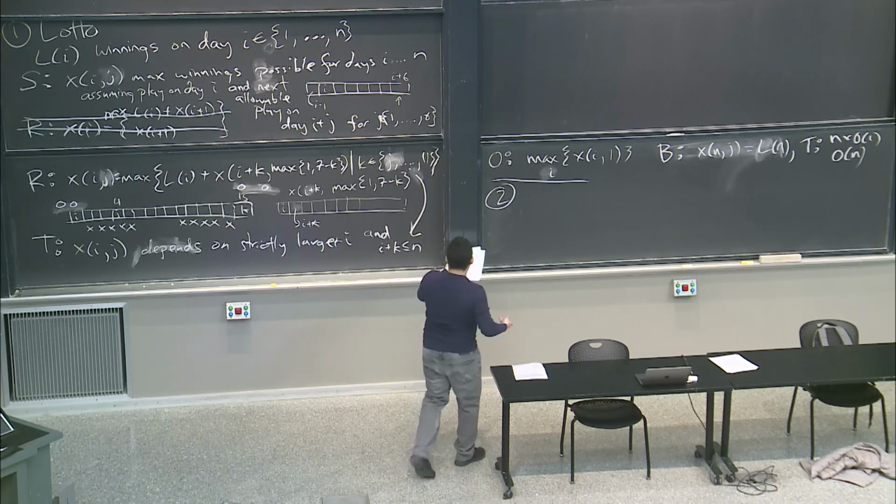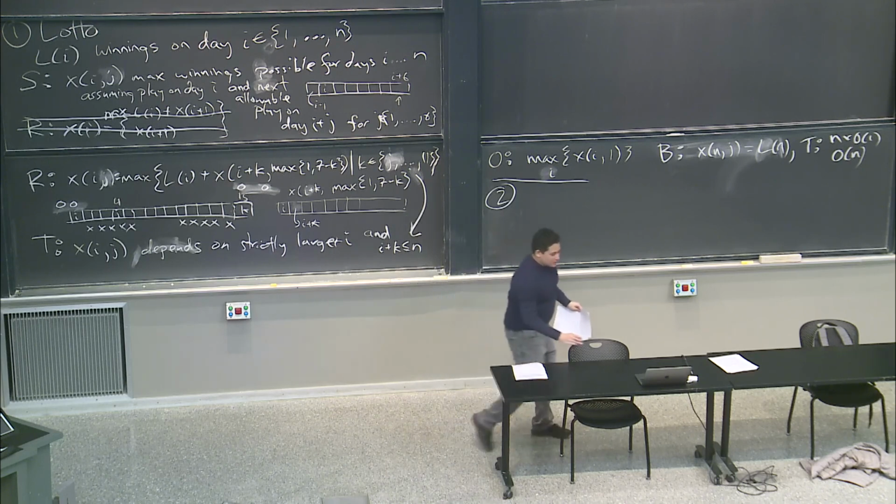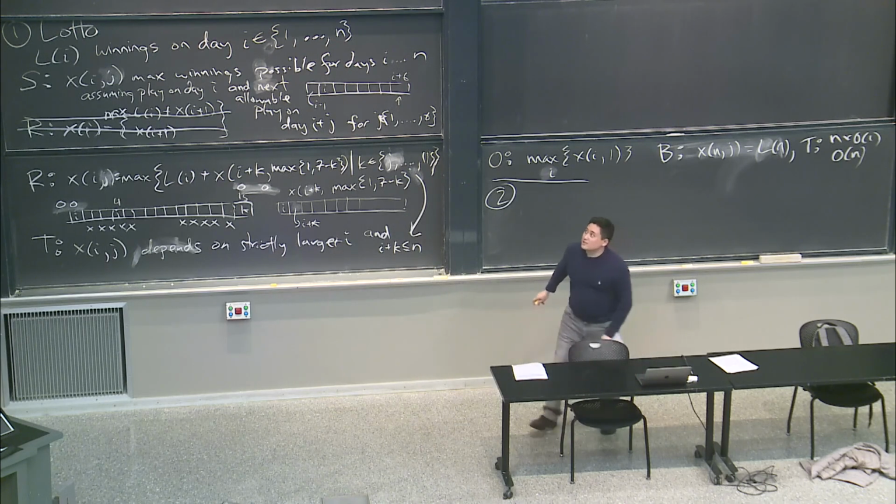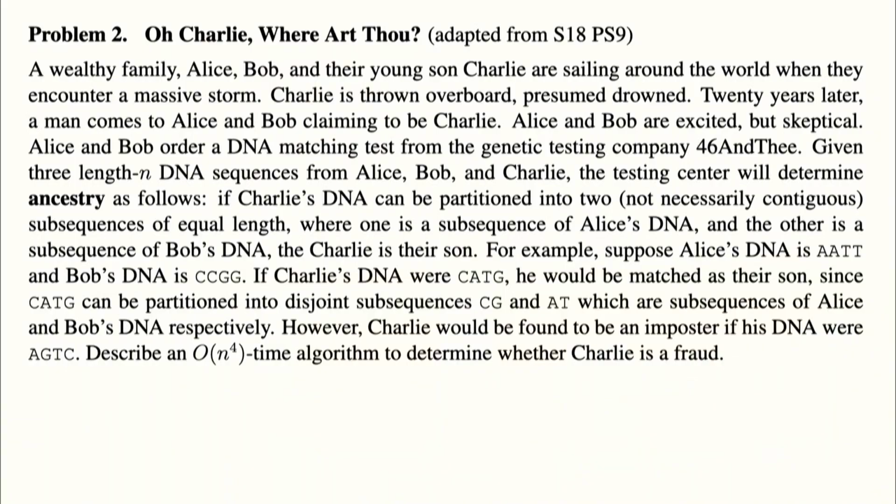Okay, so problem 2, this one's a longie. A wealthy family, Alice, Bob, and their young son Charlie are sailing around the world when they encounter a massive storm. Charlie is thrown overboard, presumed drowned. This is very colorful language for these problem set writers. 20 years later, a man comes to Alice and Bob claiming to be Charlie, having maybe been marooned on an island for that long.